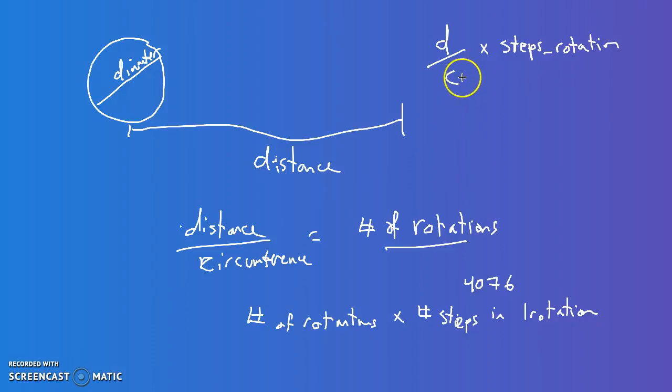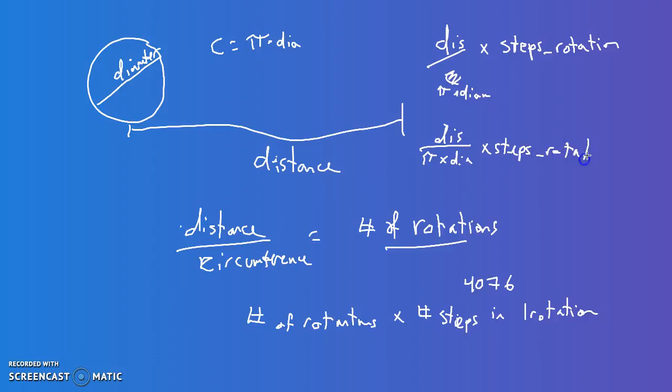Now the next thing is we also need to define this value of circumference, okay? Well, we can't measure the circumference. We'll call this distance, okay? But we can calculate the circumference. Remember that circumference is equal to pi times the diameter. Okay, so if we can replace circumference here with pi times diameter, then we should be good. And so we say, okay, distance divided by pi times the diameter times steps per rotation. This will give us the number of steps that we need to travel to go this certain distance.